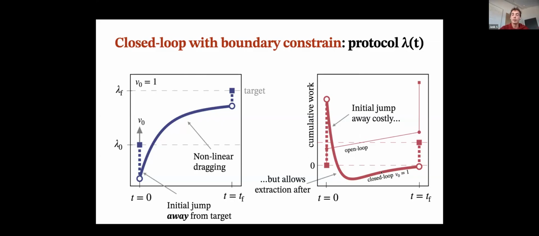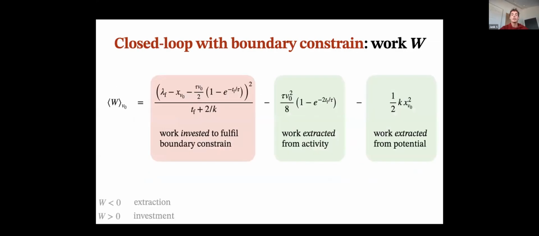Obviously, this is just a single example, but the main thing I want to focus on in the following is the expression of the work for this protocol. So there's 3 terms to this expression, 1 investment term and 2 extraction terms. So what's the physical intuition? The investment term basically is required to fulfill the boundary constraints of the protocol, so that we can move the protocol between A and B, the 2 positions that we want to move between.